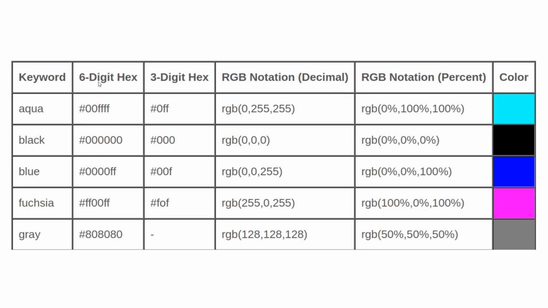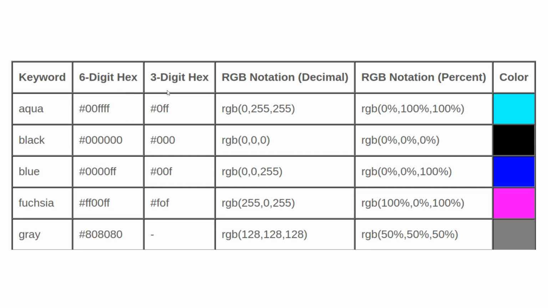So the second way of specifying color is called the 6-digit hex code. Here you can see that Aqua has this kind of a hex code. This is basically a hash symbol followed by 2 characters for specifying how much red should be in there, and 2 for how much green, and 2 for how much blue. So it will basically contain hash followed by 6 characters. It could be either a number or a letter. So that's what a 6-digit hex code is.